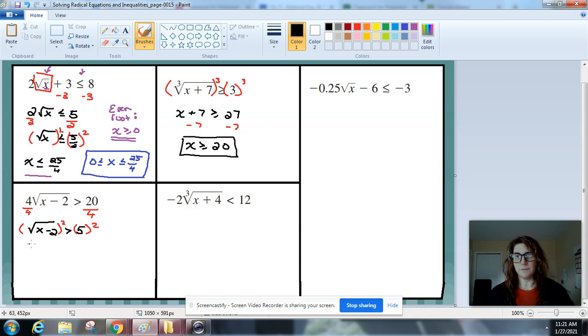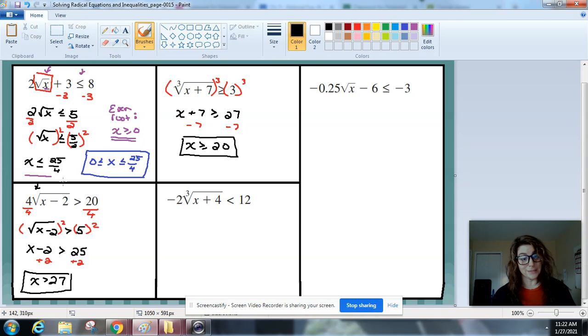5 squared is 25. So we have x minus 2 is greater than 25. And again, we know how to solve this. Add the 2, and you get x is greater than 27. Now, again, I can stop here. Even though it was an even root, I did have a square root, it's greater than. So I don't have to worry about any negatives because it's telling me every single value is going to be bigger than 27. So we're good. We don't have to worry about anything in that case.